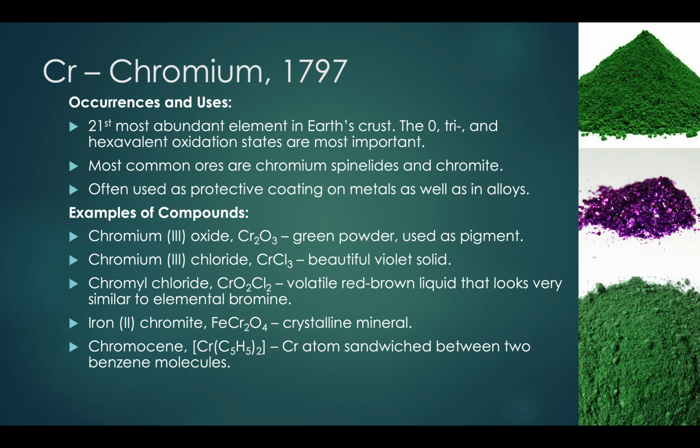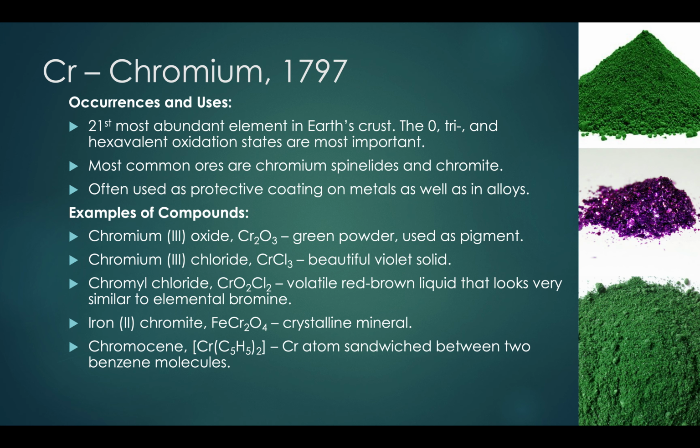Some examples of chromium binary compounds are chromium 3 oxide and chromium 3 chloride. The oxide, pictured to the top right, is a bright green powder used as a pigment. The chloride forms a beautiful violet solid when unhydrated, but in the hydrated form, it's comparable to the oxide's green hue, as shown in the photos below that of the chromium 3 oxide.